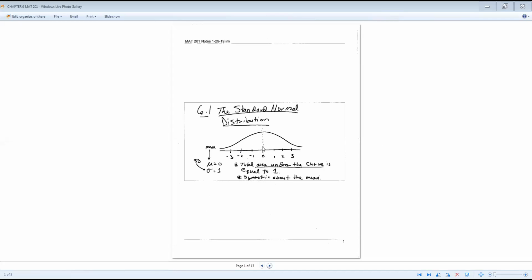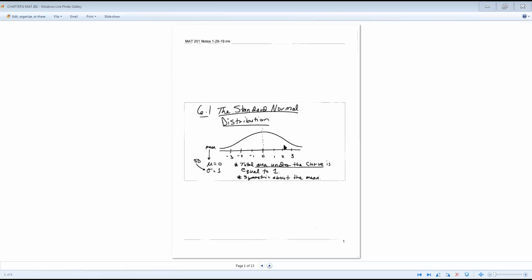It's symmetric about your mean. Your mean is going to be standardized at 0. So when we do our conversions, when we talk about these scores and everything, your mean will always be in the middle and it will be standardized as 0. And your standard deviations will be standardized as being 1s, going back to your empirical rule.